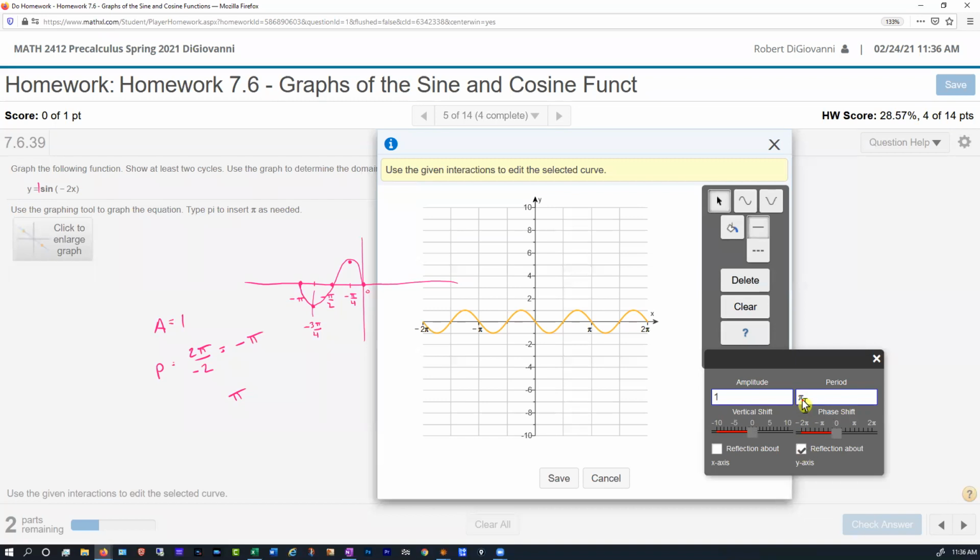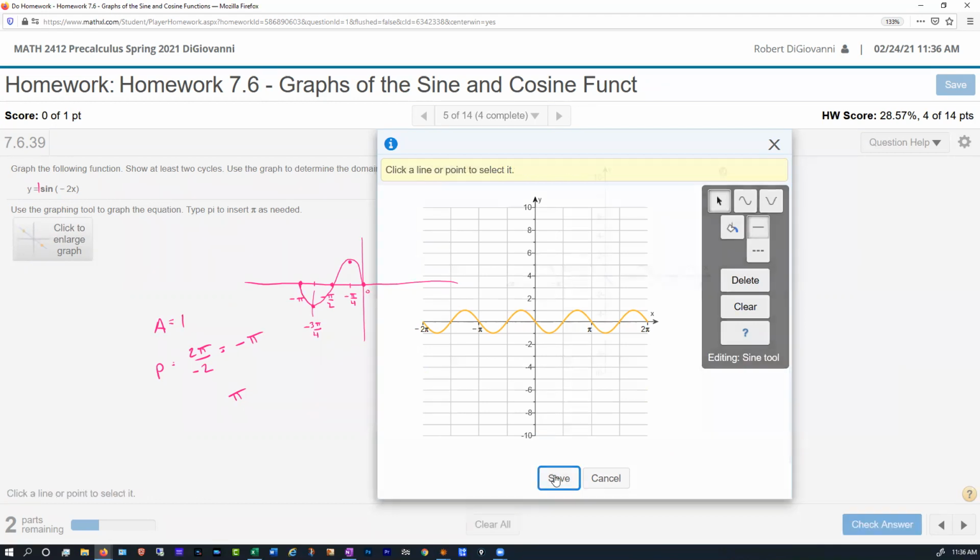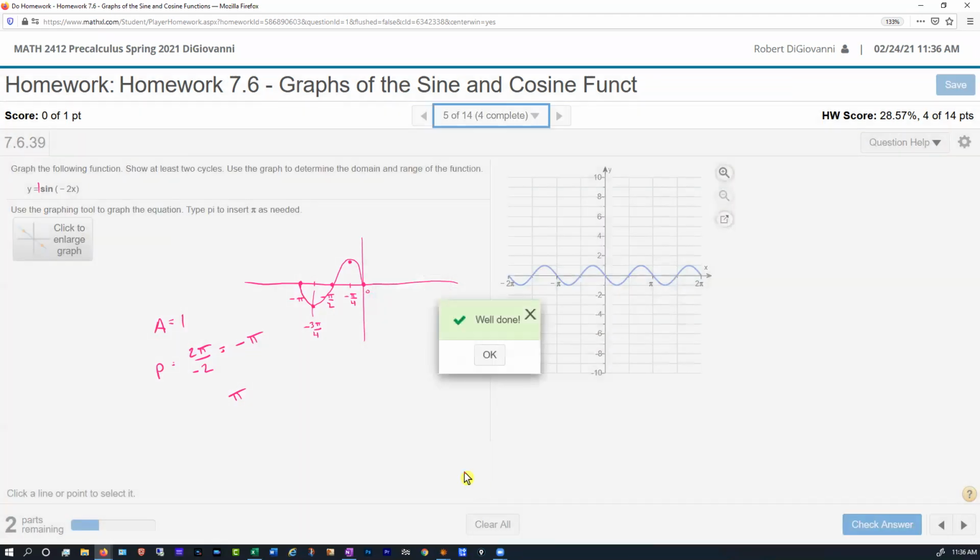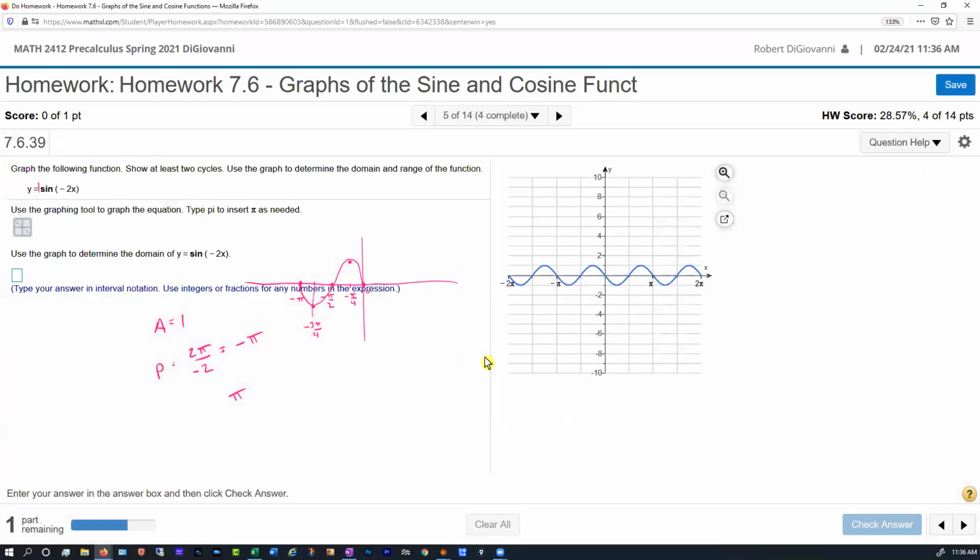Now, here's the thing. We can't put negative pi in here because the system won't take it. So what we need to realize is that when you have a negative in front of that number, like in front of the 2, it's going to be a reflection over the y-axis. All right, let's go with that. Let's check that. Okay. Hopefully we'll get another example of that because that was messed up.